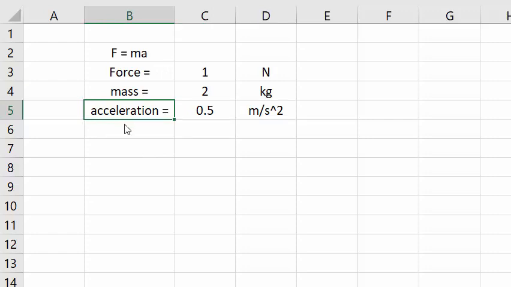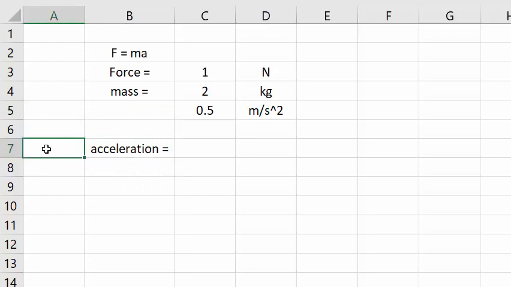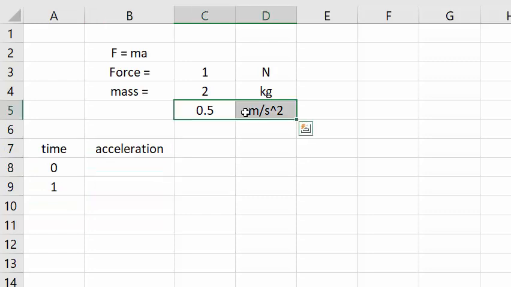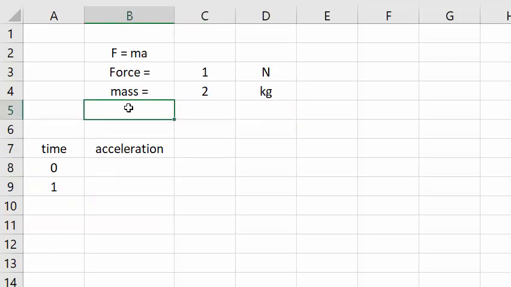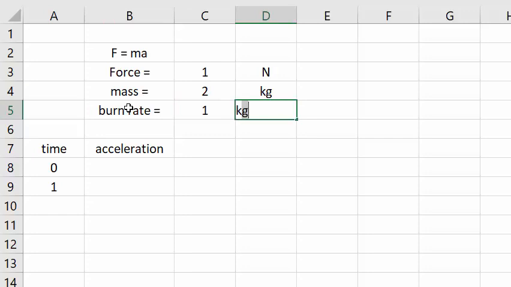Let's move this label to here. We'll have a label called time. Time will start at time equals 0 and will go up in increments of 1 second, which means that the time in this cell is equal to the time in the previous cell plus 1. We need an additional variable called burn rate, and we'll set that equal to 1 kilogram per second.